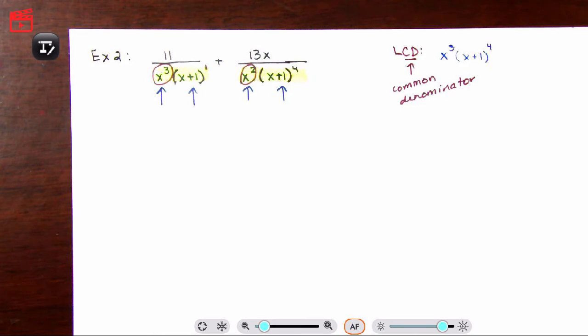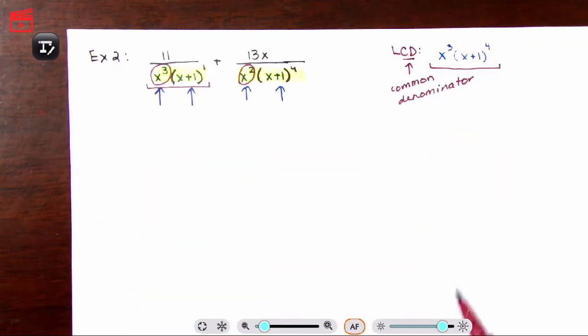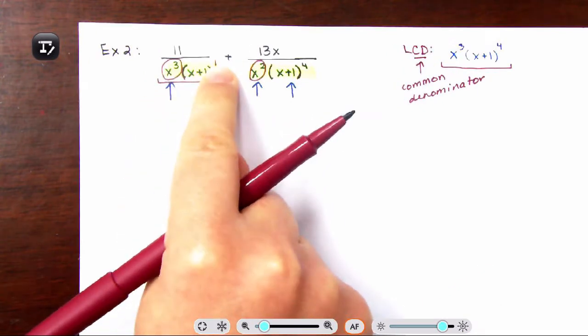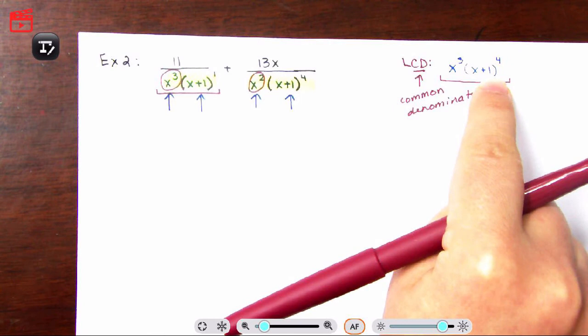So that is going to be your lowest common denominator. That's going to be your denominator for both fractions. Now, how do we get there? If that's the LCD, how do we get there? So let's go ahead and ask ourselves that question. What is missing from each denominator? So if I look at this denominator first and I look at my LCD, what is missing? So I have an x cubed and I have an x plus 1 to the first power. What is missing? Well, I have an x cubed already. That I have. What is missing is my x plus 1 to the fourth power.